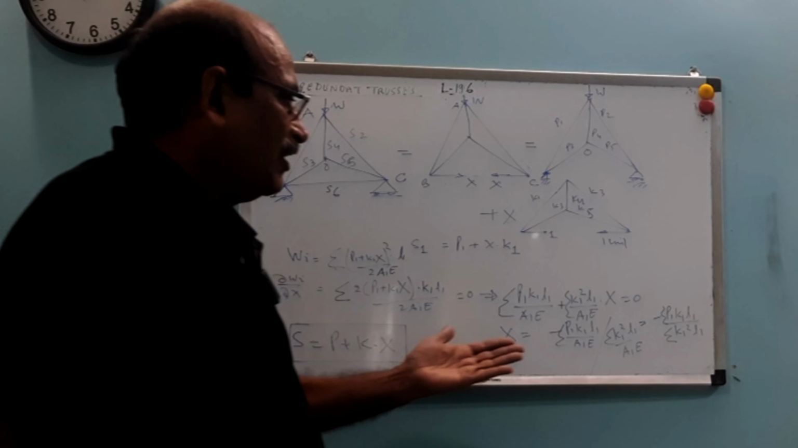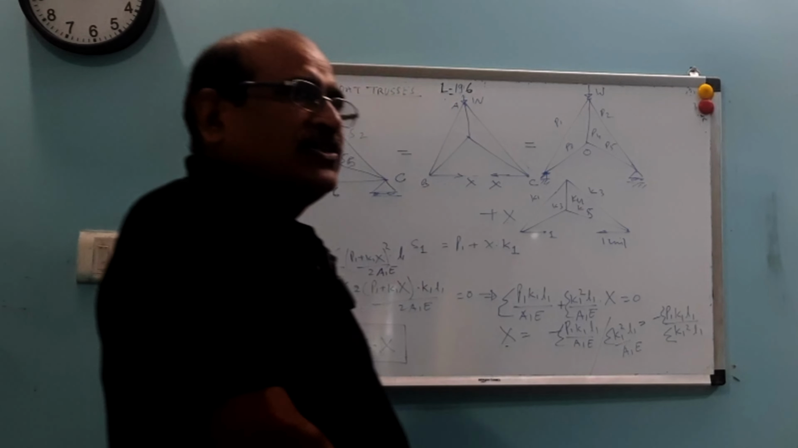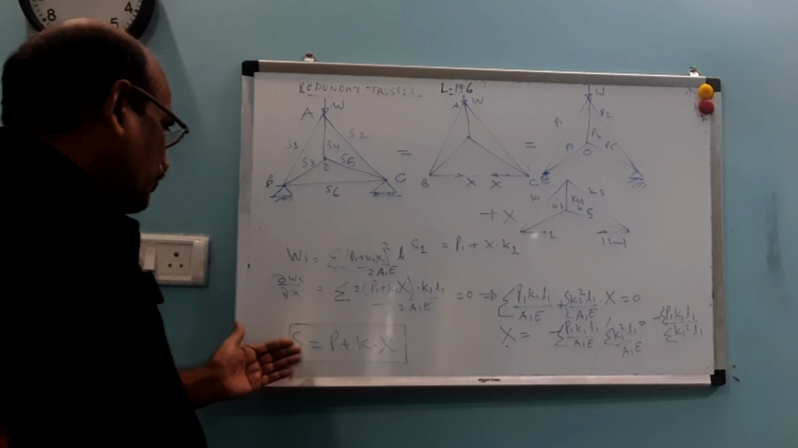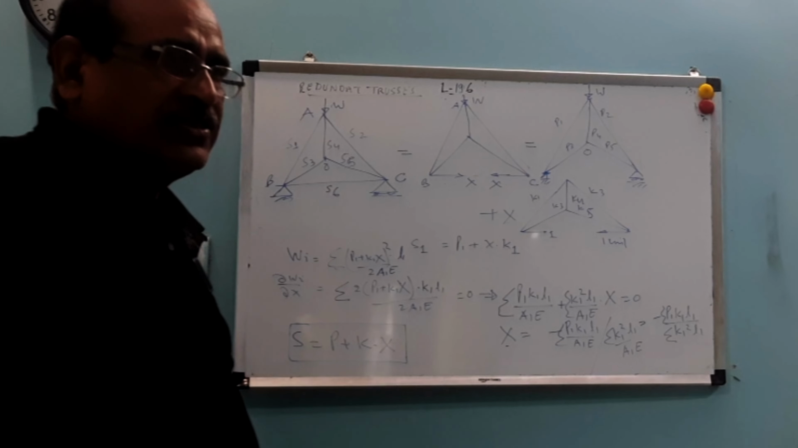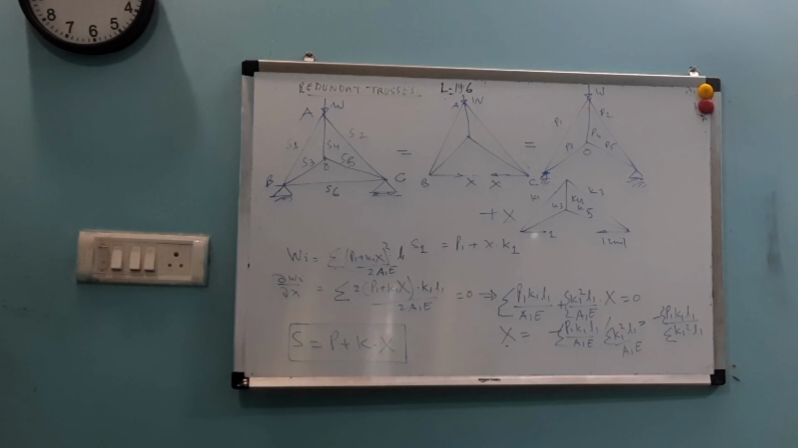X is nothing but summation P1 K1 L1 divided by summation K1 square L1, and this gives the force for S1, S2, S3 as P plus K into X. So this is the way how we can resolve the redundant frame. So with the help of this, we'll try to solve the questions.